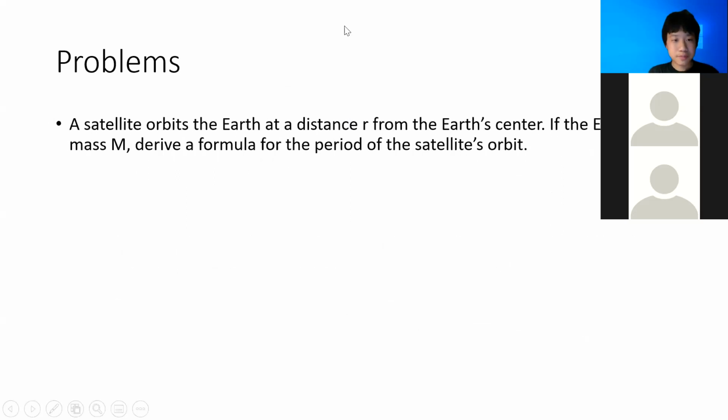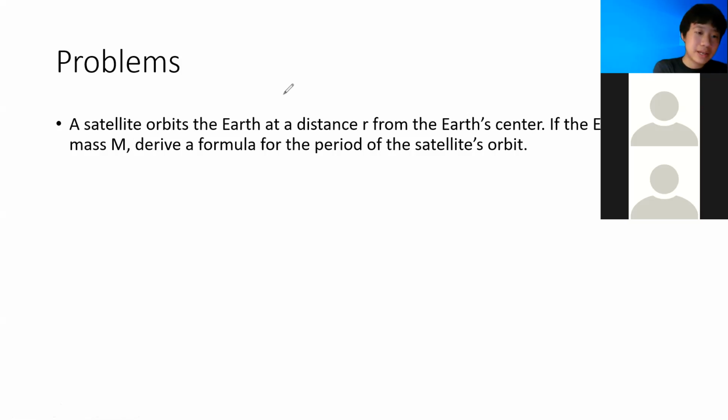So for this one, I don't think we have time for you guys to do it, so I'll explain this one right now. The question gives a satellite orbiting at a distance r away from the center of the Earth, which has mass m, and asks for the formula for the period of the satellite's orbit. So how much time will it take for the satellite to go around the Earth one time?